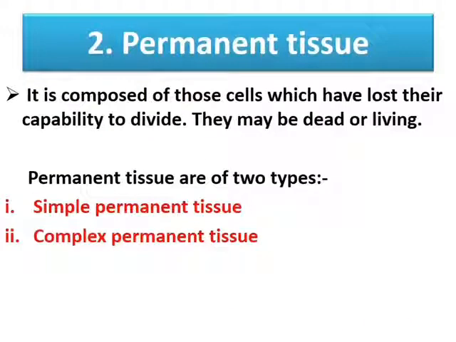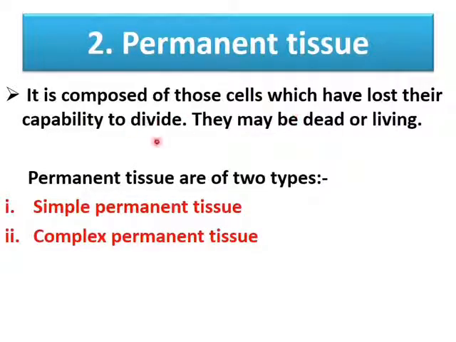Next type of plant tissues are permanent tissue. Now, as you have seen that in meristematic tissues, the cells can divide and they can form new cells. But in permanent tissue it is composed of those cells. You know that tissue is composed of cells. So it is composed of those cells which have lost their capability to divide. It means it is the basic difference between meristematic tissue and permanent tissue. That in meristematic tissue, the cells may divide, but in permanent tissue, the cells may not divide.